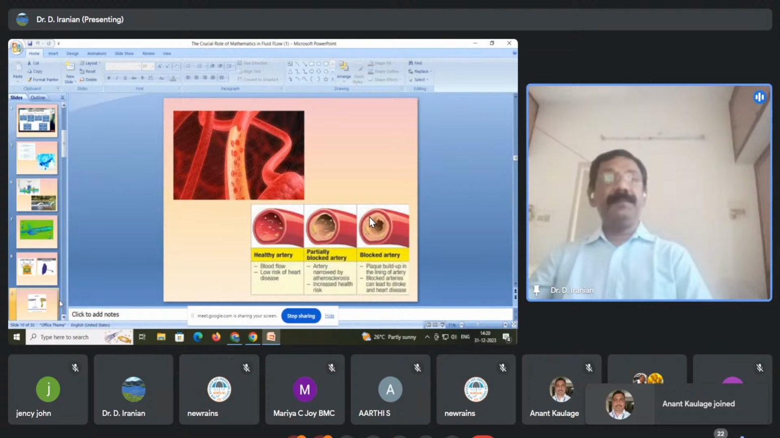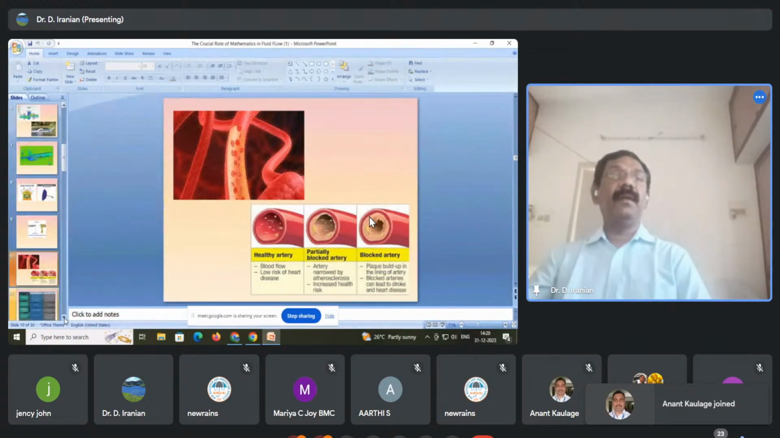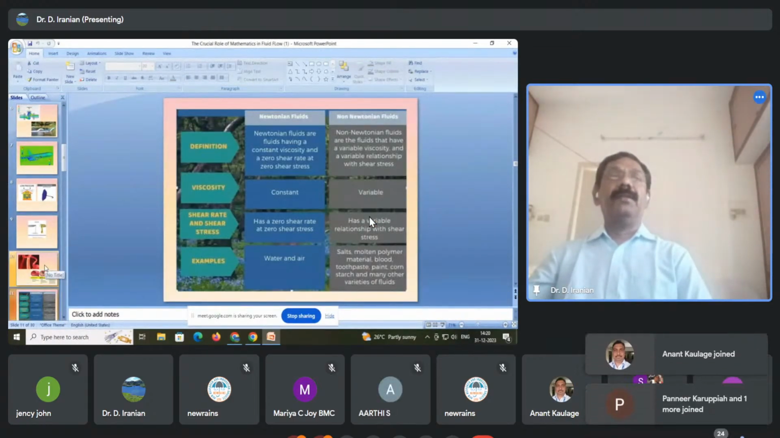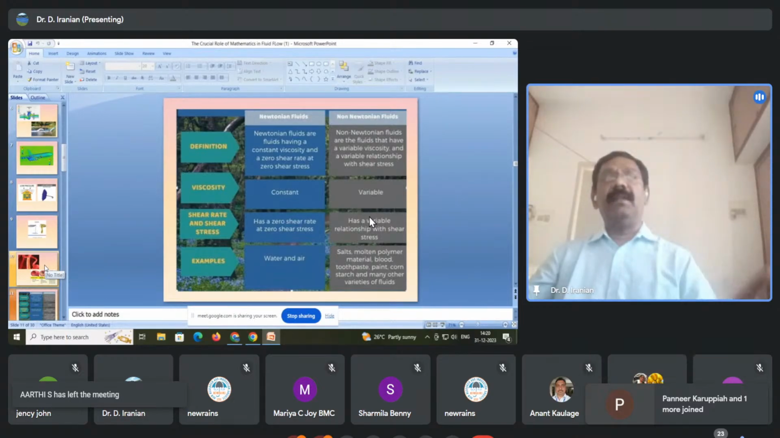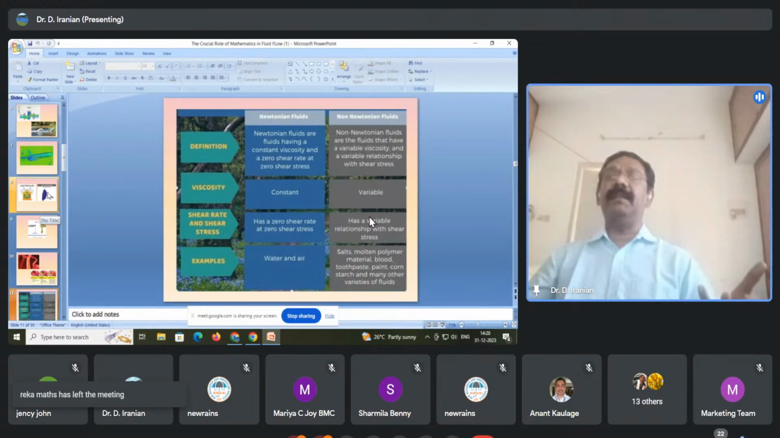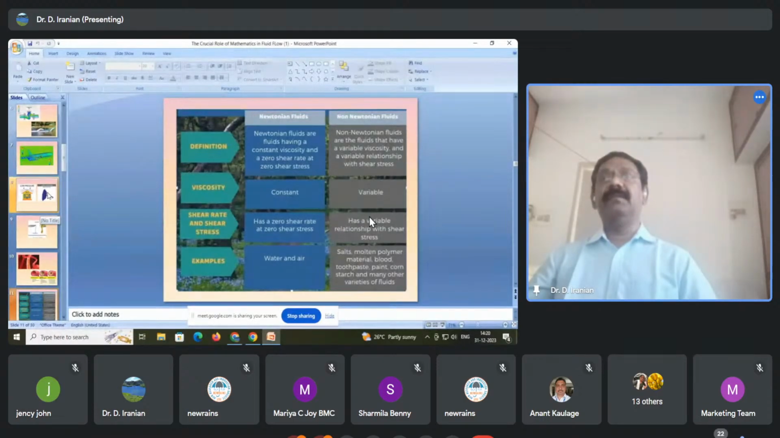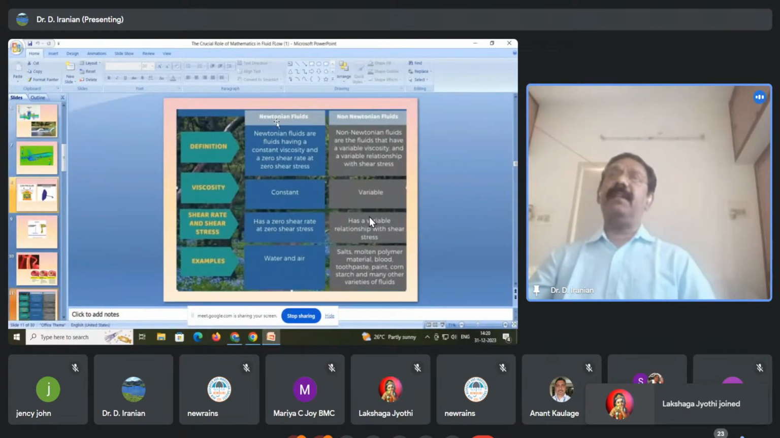Okay, next one. Here, there is not only one parameter in fluid flow, there are many parameters. Based on the different parameters and different situations, the problem will vary, and we have to solve those kinds of problems. Before that, there are different kinds of fluids. Basically, we can classify them into two types: number one, Newtonian fluids, and another one, non-Newtonian fluids.